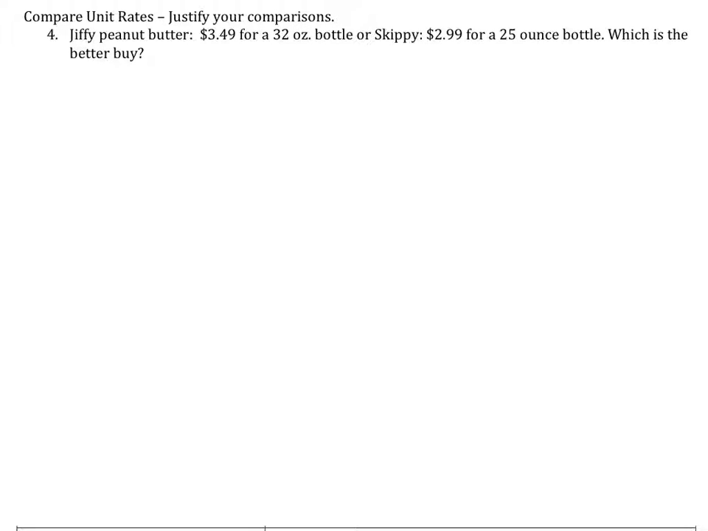Alright, for this one, we want to compare these unit rates, which means you can use decimals. We just want to know which one is the better buy. Specifically for number 4, where Jiffy peanut butter is $3.49 for a 32-ounce bottle, and Skippy is $2.99 for a 25-ounce bottle. So I will make 2 unit rates to compare, and I will write them both as proportions.